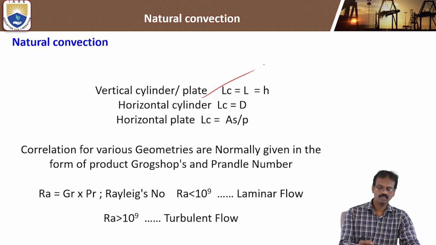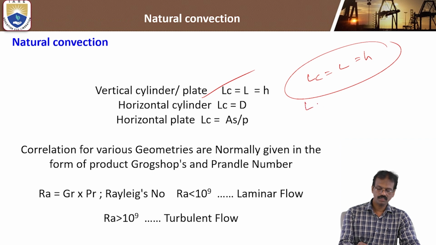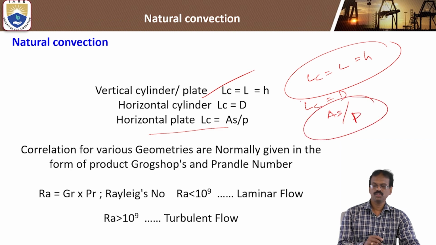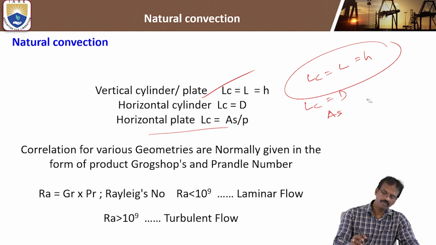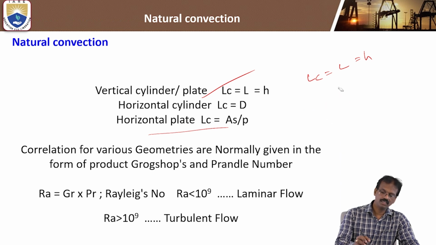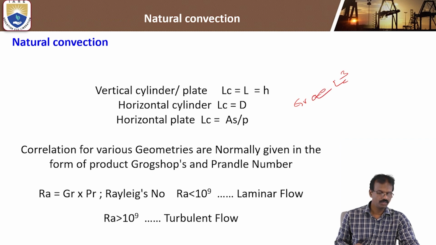Vertical cylinder: LC is equal to L, that is nothing but the height. Horizontal cylinder: LC is equal to diameter. For the horizontal plate, area by perimeter, by using this formula you can find out the LC. So identifying or finding LC, the characteristic length, is very important here. Okay. Because Grashof number is directly proportional to LC cubed.